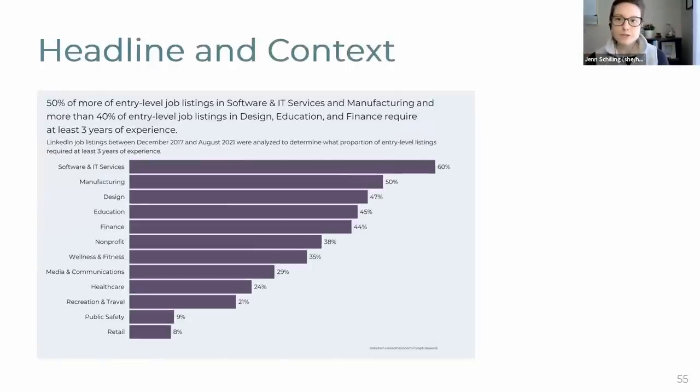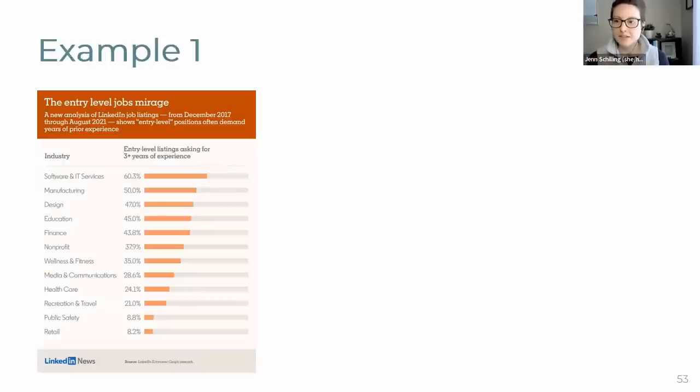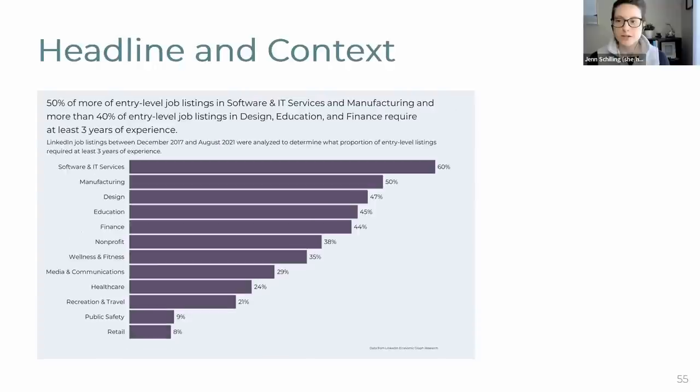We didn't really talk about this too much, but adding headlines and titles is a really good way to add context and help people get the main takeaway. So I updated the title here to explain two of the key takeaways about the industries that have the most jobs requiring more than three years of experience. I added a subtitle to explain the timeline and a caption with the data source. It's always really important to cite where we get data from, and headlines can help people with a key takeaway. Previously, it just said "the entry-level jobs mirage."